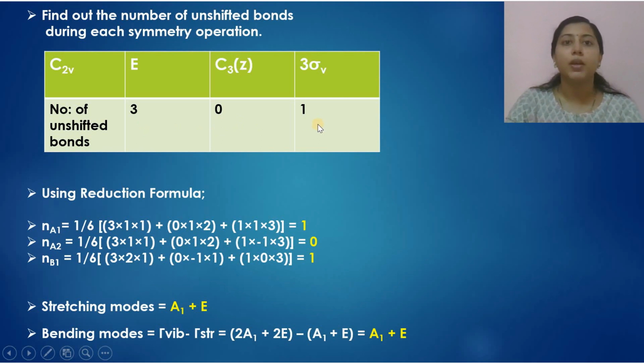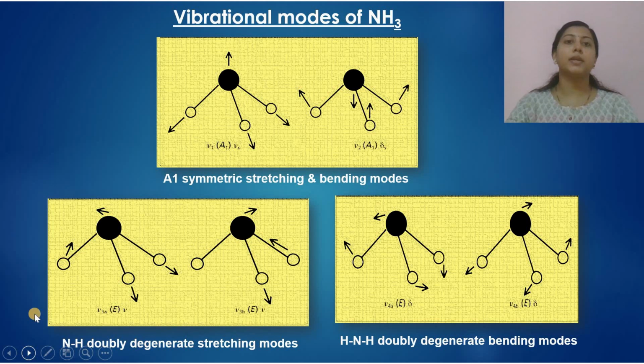Now apply the reduction formula and you will get the characters like this: nA1 is equal to 1, nA2 is equal to 0, nE is equal to 1. Therefore, the number of stretching modes is equal to A1 plus E. Now to find out the bending modes, subtract the stretching modes from the total vibrational modes. So gamma vibrational minus gamma stretching is equal to 2A1 plus 2E minus A1 plus E, which is equal to A1 plus E. So the stretching modes are A1 and E, and the bending modes are also A1 and E. These are the vibrational modes of the ammonia molecule.